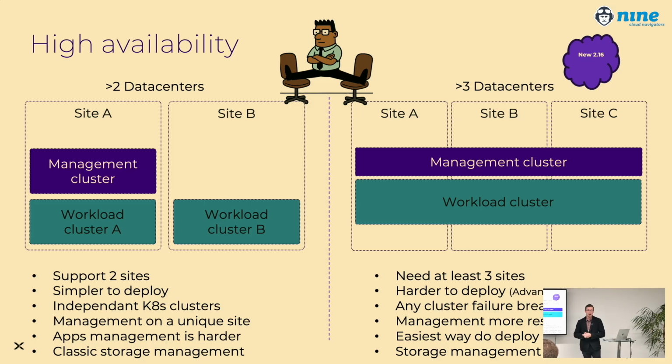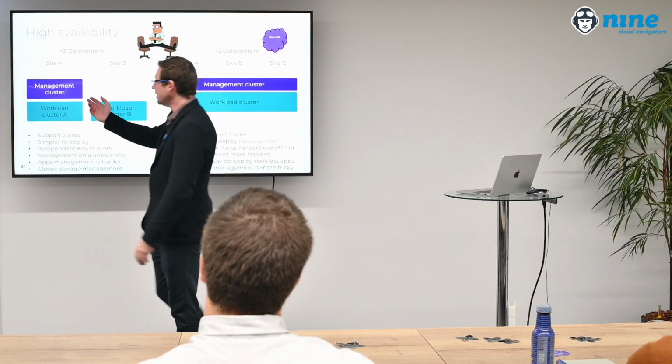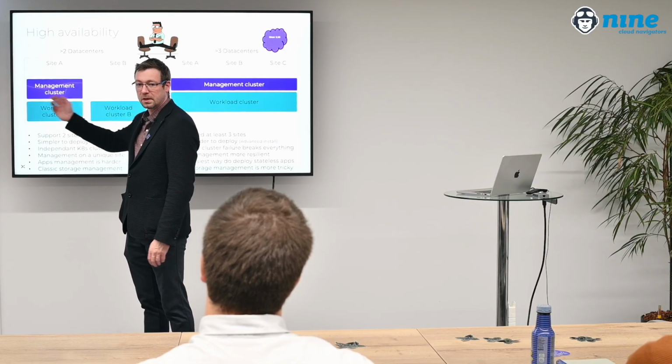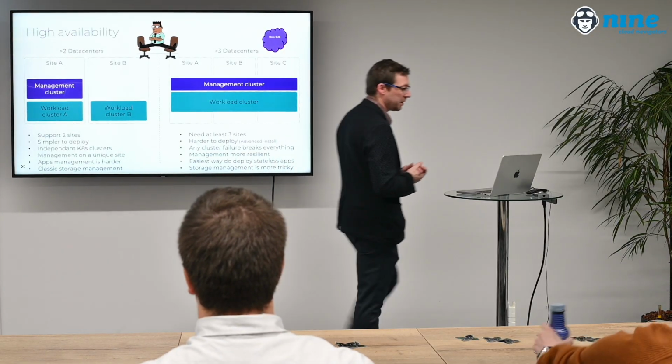Which brings me to high availability on NKP. It's your decision: I have two data centers, site A and site B, and I have a management cluster and workload clusters A and B. That's all fine. So if site A goes down, I can still run site B, because I do not need the management cluster on the running infrastructure. I only need that for managing my Kubernetes infrastructure.